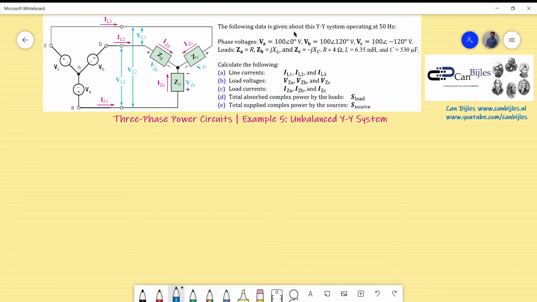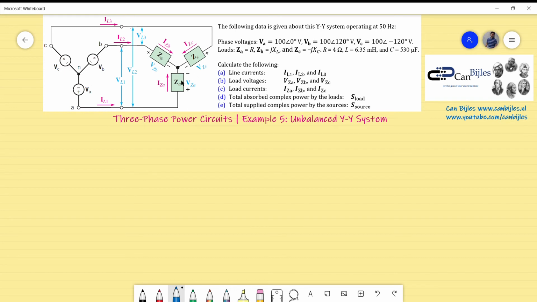The following data is given about this Y-Y system, operated at 50 Hz. The phase voltages are VA, VB, VC, and they all have amplitudes of 100 volts. The phases are 0 degrees, 120 degrees, and minus 120 degrees. So this is the phase orientation and the sequence.